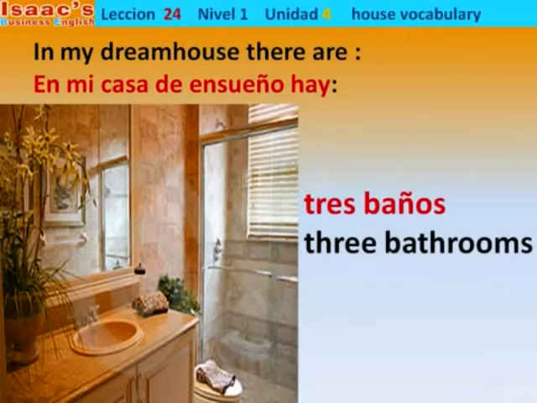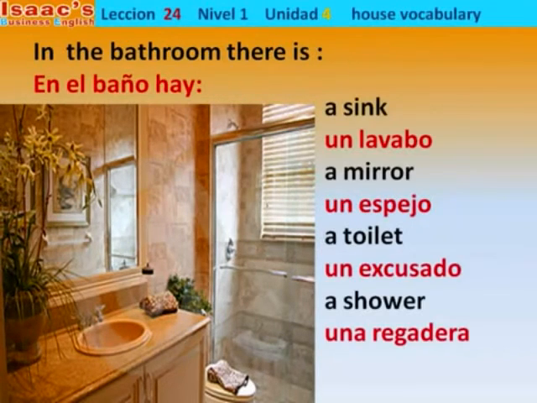In my dream house there are 3 bathrooms. En mi casa de ensueño hay 3 baños. In the bathroom there is a sink, a mirror, a toilet, a shower. En el baño hay un lavabo, un espejo, un excusado, una regadera.